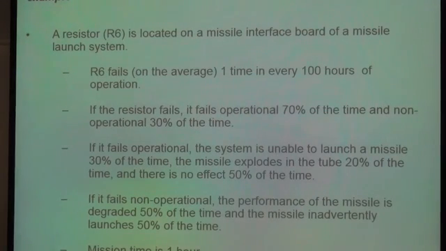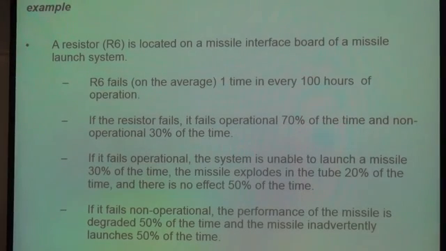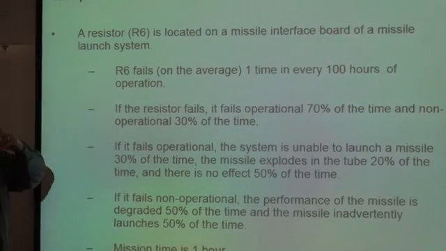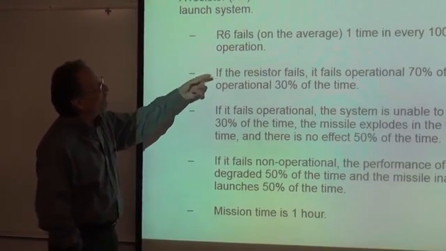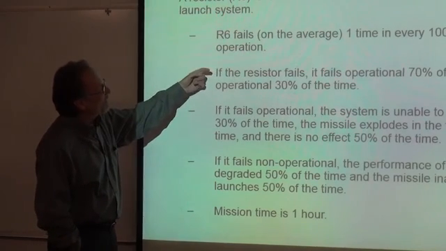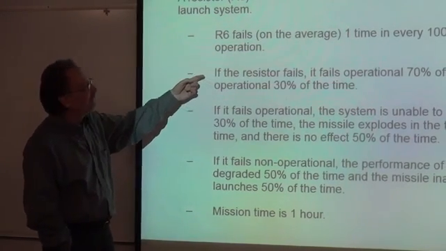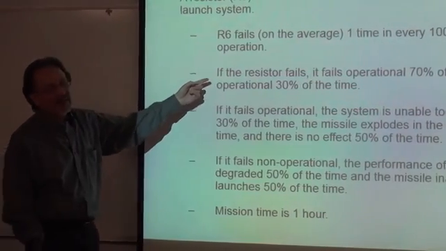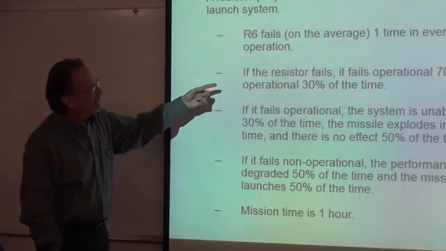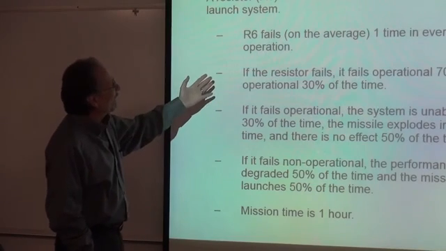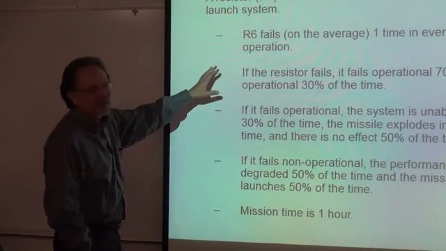Okay. So this is our scenario. We have some resistor on a missile, and that resistor, R6, has a failure rate of 1 in 100 hours. If the resistor fails, so this is a conditional probability, because if the resistor doesn't fail, this doesn't happen, it fails operational 70% of the time and non-operational 30% of the time. So it can fail, and 70% of the time the system's still functional. It's somehow built into it. And I'm not going to get into the missile construction since I don't know anything about it.